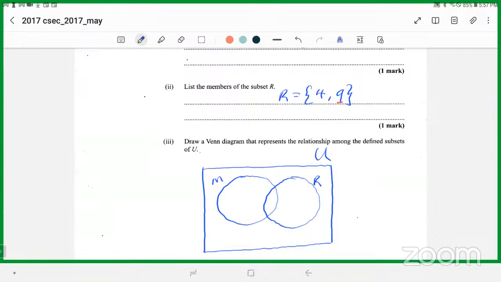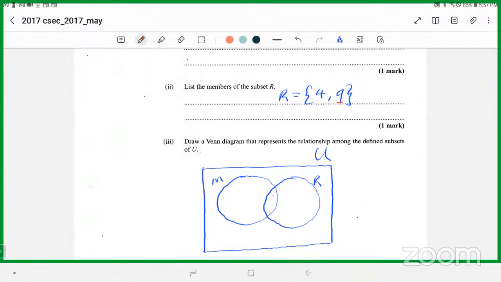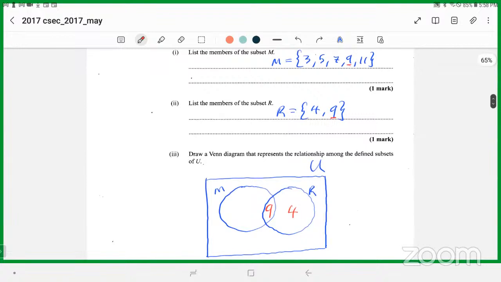And then all values must be accounted for. Let's put them in now. Put in the intersection first, which is 9. Then to complete R, I just need to put the 4 inside here. That's the only other value. Then to complete M, I need to put in these 3 values and this one. So it's 3, 5, 7, and 11 coming here.